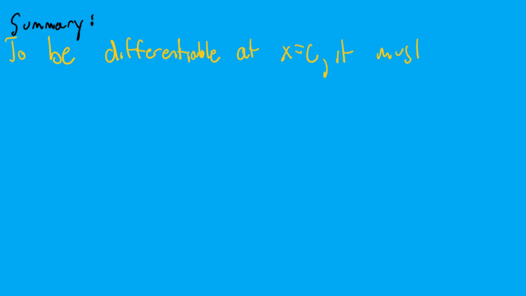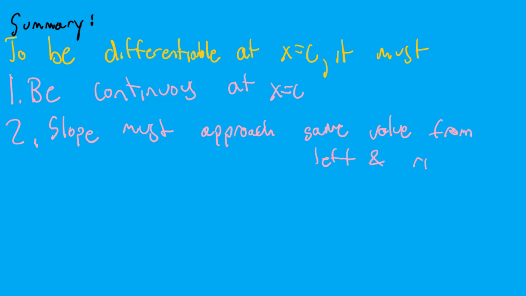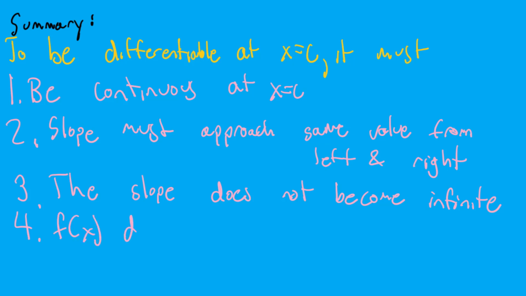In summary, for a function to be differentiable at x equals c, the function must be continuous at x equals c. The slope must approach the same value from the left and the right. The slope also cannot become infinite. Finally, f of x cannot oscillate infinitely at x equals c.